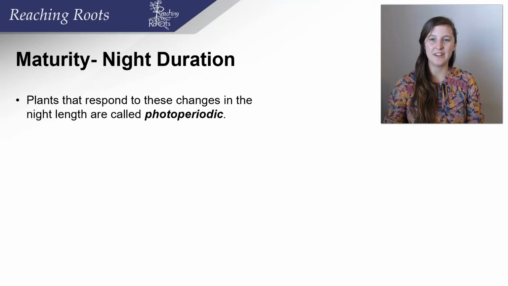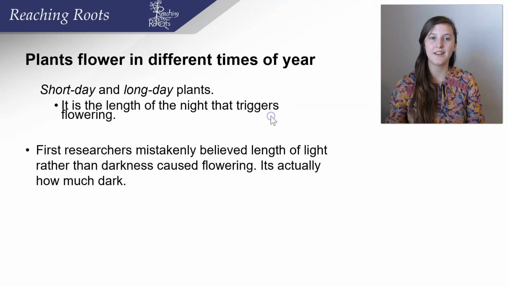Now that you understand vernalization, I'm going to introduce another way that plants know when to flower, and that is night duration. Some plants are responsive to changes in the night length, and these plants are called photoperiodic.